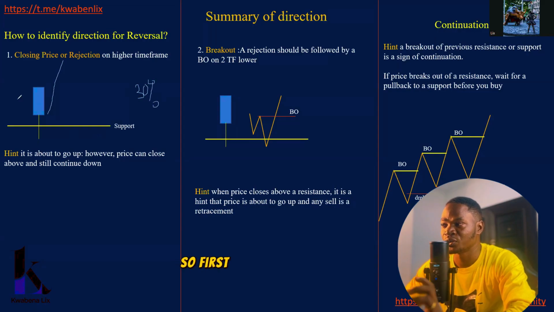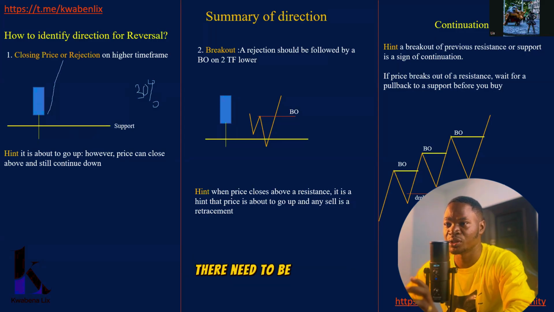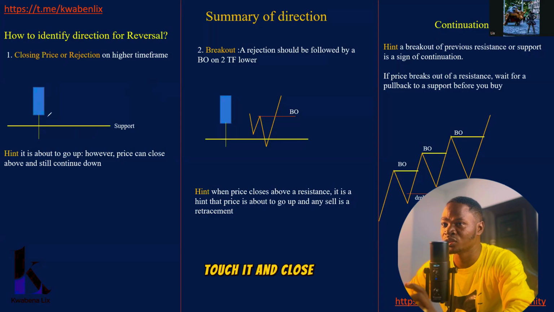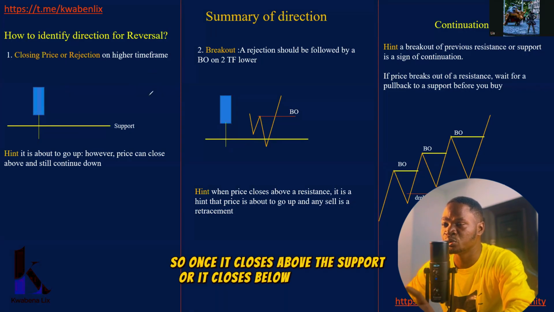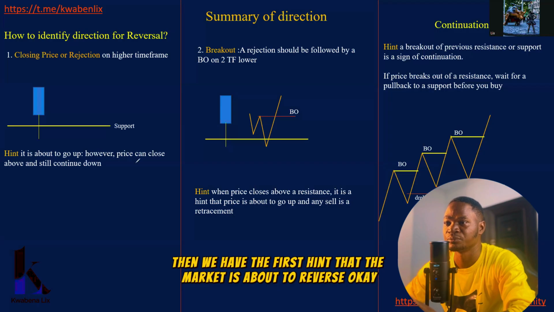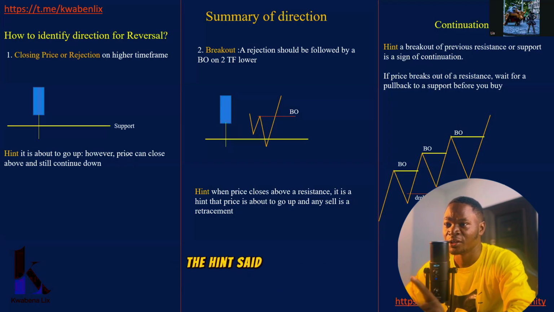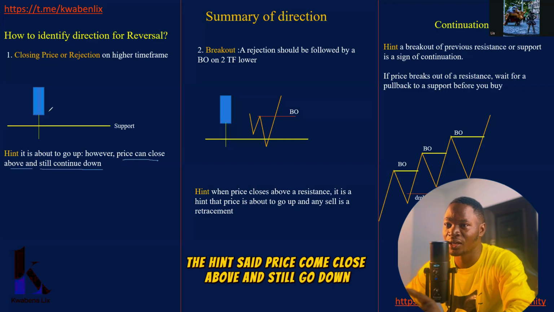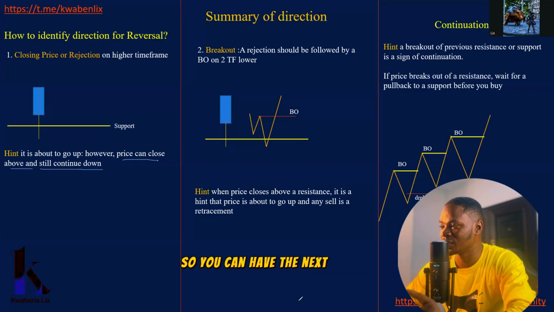So first of all, there needs to be a rejection. Price will come to the support, touch it and close above. Once it closes above the support, or closes below the resistance, then we have the first hint that the market is about to reverse. But the hint says price can close above and still go down. We can have the next candle doing this.